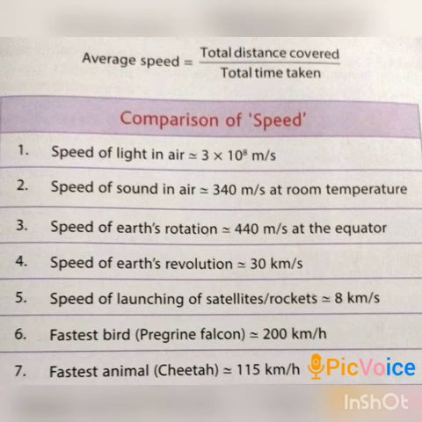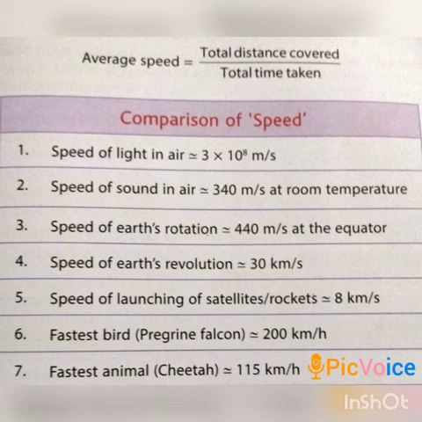Now, the table on the screen is a comparison of speeds. The first one is the speed of light in air, which is approximately 10 into 10 to the power 8 meter per second. Second is the speed of sound in air, which is approximately 340 meter per second at room temperature. Third is the speed of Earth's rotation, which is 440 meter per second at the equator.